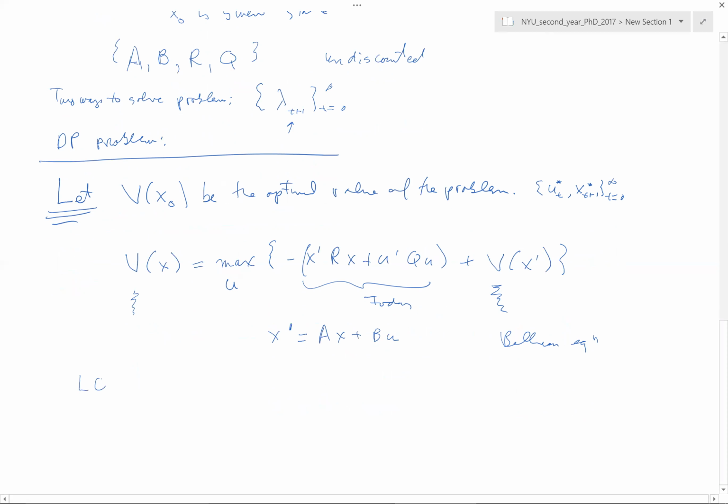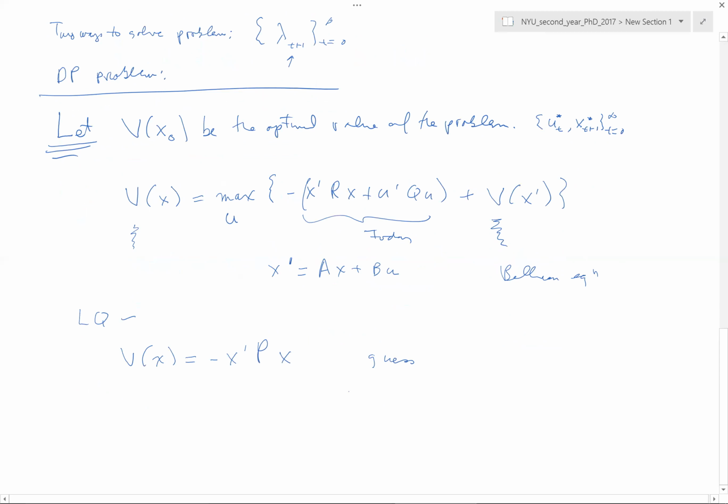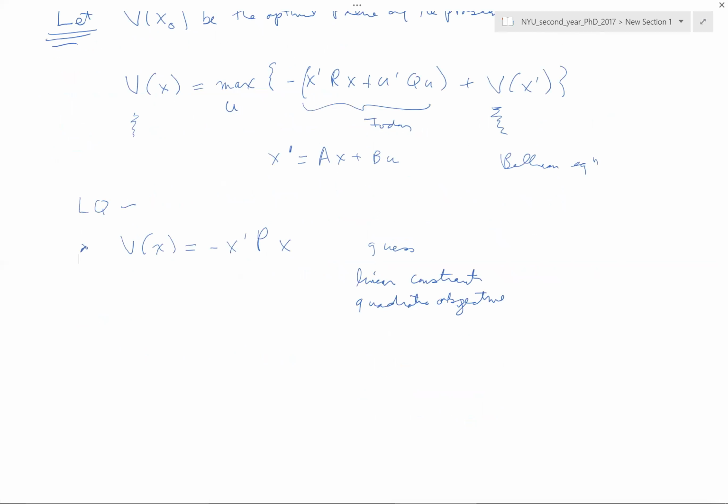But for the linear quadratic problem, we can make this guess that the value function v of x is a quadratic. That's the guess. And what inspires the guess? The guess is inspired by linear constraints and a quadratic objective function. That's our justification for the guess. If we're pressed, we're going to make that guess, and then we're going to verify. That's the whole thing. So that's where we're going. So this turns out to be a good guess.